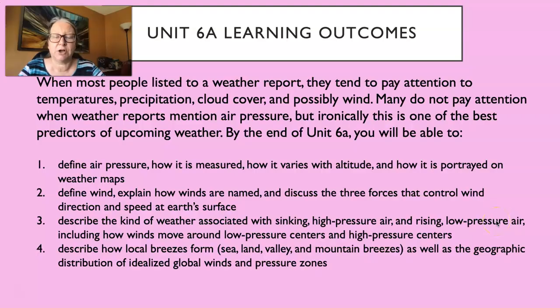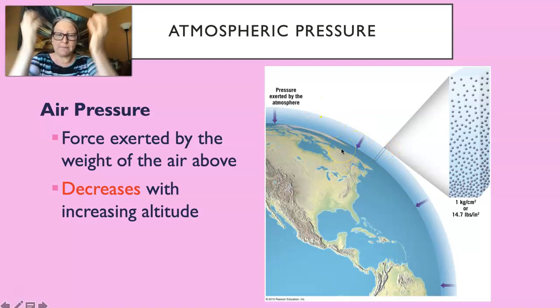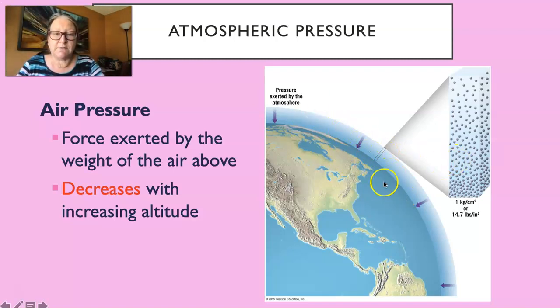Here are the Unit 6A learning outcomes, so go ahead and pause the video and write them down in your notes. We're going to start with the idea of atmospheric pressure. We were all born on the surface of the earth under a certain amount of pressure, so we don't really notice it because we've been in it all our lives. But there is a pressure being exerted on all of our heads from the air above. And this little cartoon is showing you how this column of air is pushing down because it's gravitationally being pulled by the earth onto the surface of the earth.